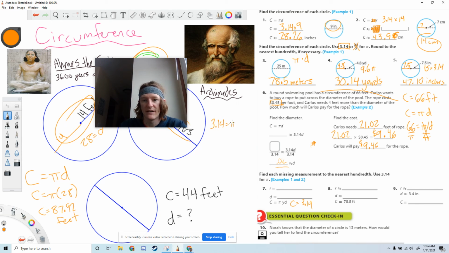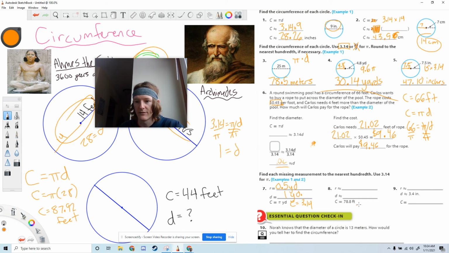We've got 3.14 equals pi times diameter. That's for number 7. They tell us 3.14 is our circumference, so that's where our circumference goes, at the beginning of this equation. We need to divide by pi. Well, 3.14 divided by 3.14 is 1, is our diameter. So our diameter is 1 yard. And then our radius, we just have to cut that in half. So it would be 0.5 yards.